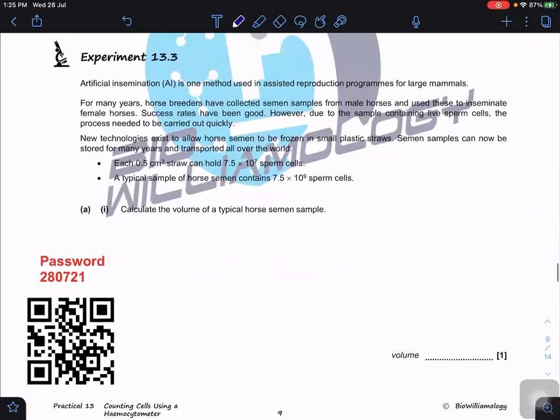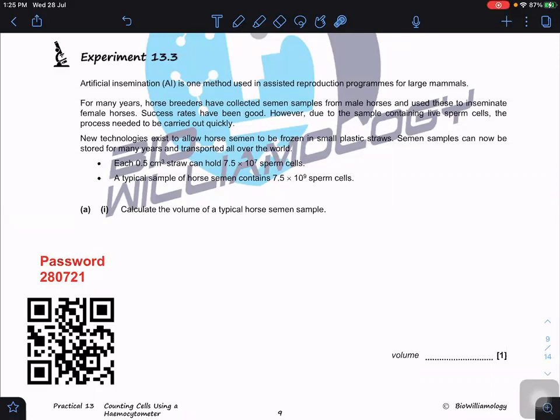Okay, so now we come to experiment 13.3. Artificial insemination is one of the methods of assisted reproduction that we have done. For large mammals, we have done this before. For many years, horse breeders have collected semen samples from male horses and used these to inseminate female horses. Success rate has been quite good.